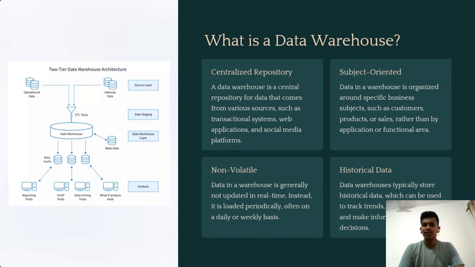Subject-oriented: data in a warehouse is organized around specific business subjects such as customers, products, or sales, rather than by application or functional area. Non-volatile: data in a warehouse is generally not updated in real time. Instead, it is loaded periodically, often on a daily or weekly basis. Historical data: data warehouses typically store historical data, which can be used to track trends and make informed decisions.